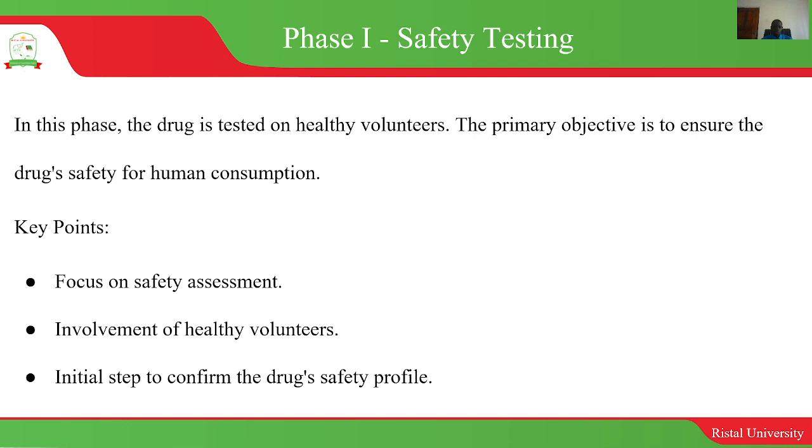Phase one safety testing. In this phase, the drug is tested on healthy volunteers. So what we do in phase one is they are healthy volunteers. The primary objective is to ensure that the drug is safe for human consumption. So the key point here is that we have to focus on safety assessment in phase one, and then the involvement of healthy volunteers, and then initial step to confirm the drug safety profile.